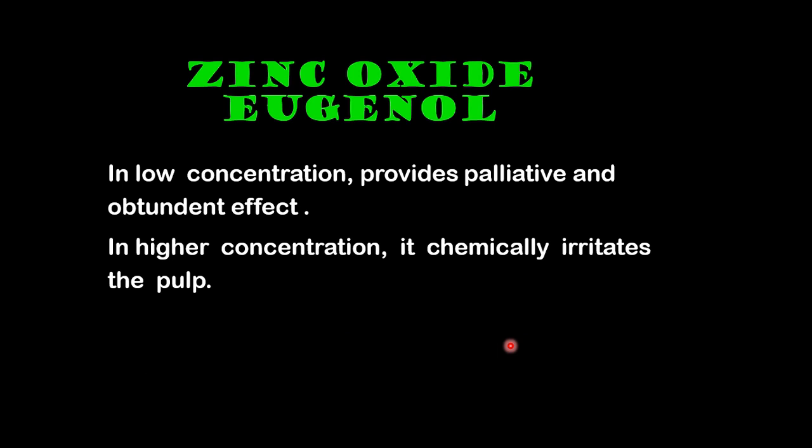Next is the zinc oxide eugenol. The zinc oxide eugenol is also acidic in nature, and it provides a palliative and obtundant effect in low concentration by inhibiting the prostaglandin secretion, and in higher concentration it chemically irritates the pulp. A small amount of eugenol is released over a period of time. It happens because of the degradation of the surface chelates, and this process is called lixiviation.